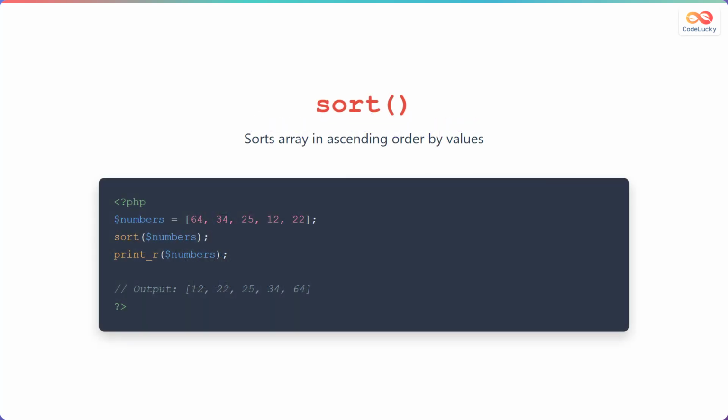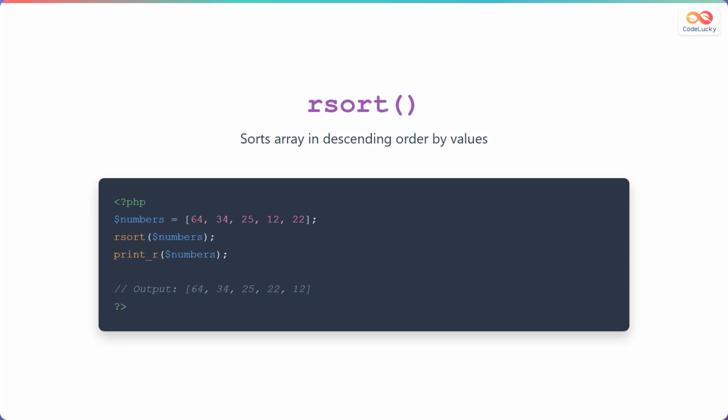Let's start with the sort function. The sort function is used to sort an array in ascending order based on its values. Keep in mind that this function modifies the original array directly and reassigns new numeric keys to the array elements. Here is an example. We have an array named numbers, containing the values 64, 34, 25, 12, and 22. After applying the sort function, the array is reordered to 12, 22, 25, 34, and 64, arranged from the smallest to the largest number.